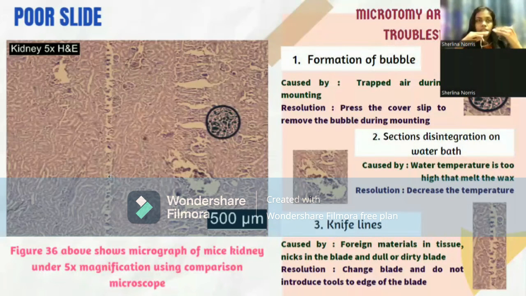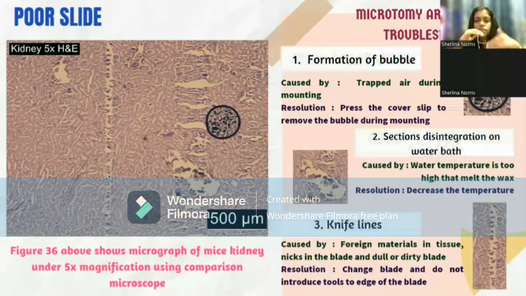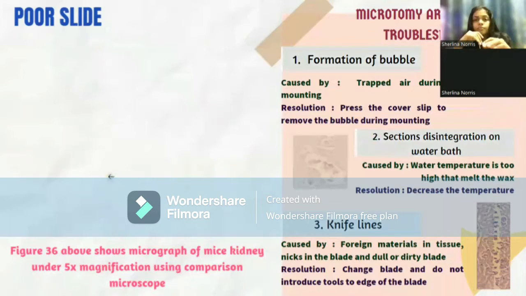The second one is the section disintegration on the water bath. This is caused by the water temperature being too high, which could melt the wax, and the resolution is to decrease the temperature and maintain the ideal temperature. The last one is the knife lines. This is caused by foreign materials in the tissue mixed in the blade, or a dull or dirty blade. For the resolution, we need to change the blade and not introduce tools to the edge of the blade. So these are the differences between the good slide and the poor slide.